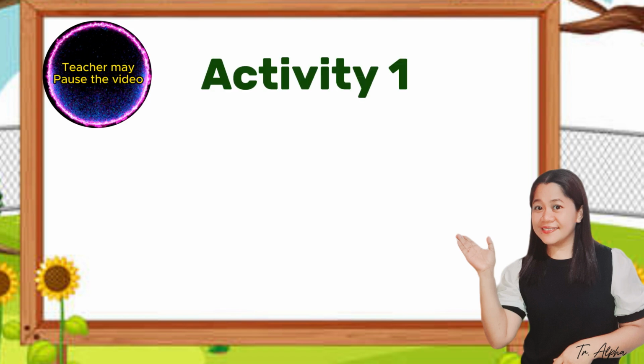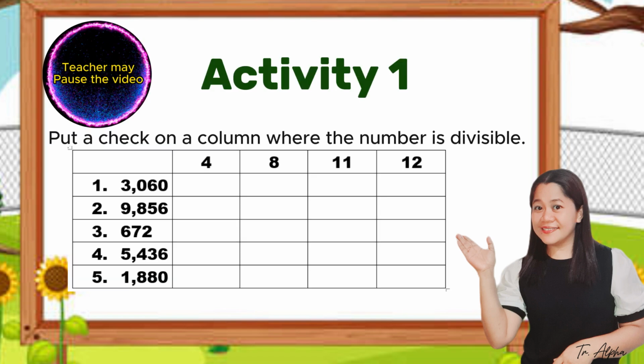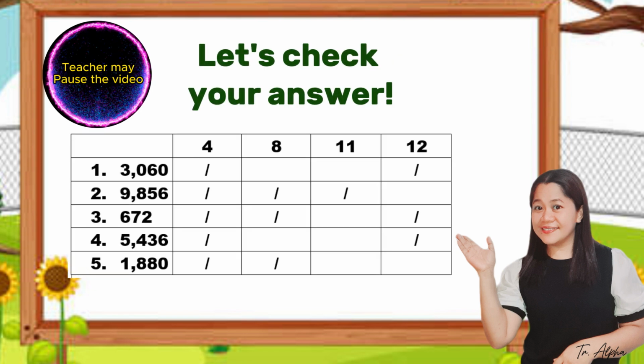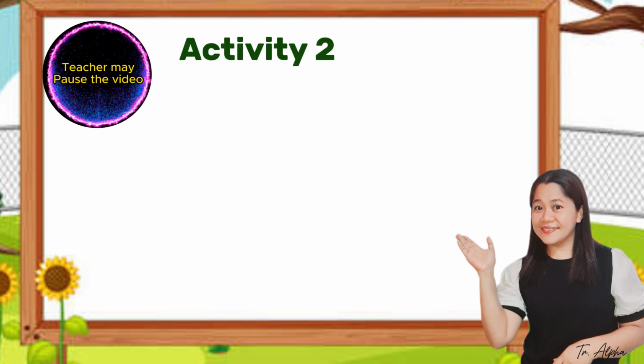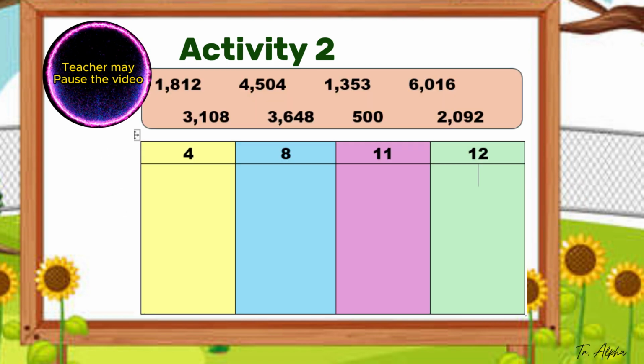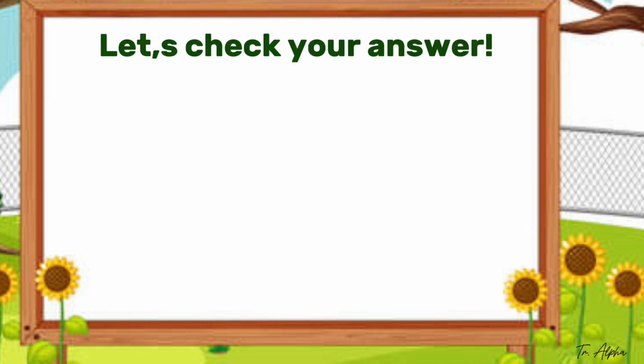Now let's try to answer the following. Put a check on the column where the number is divisible. Now let's check your answer. Very good. At this point, let's have another activity. What you are going to do is to write the number on the column where it is divisible. Now let's check your answer.